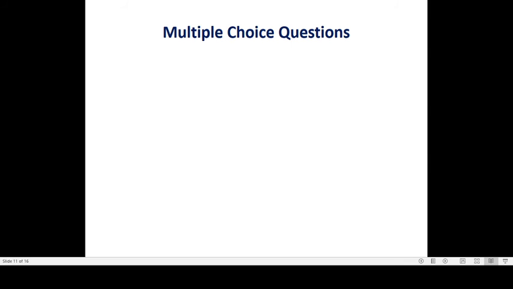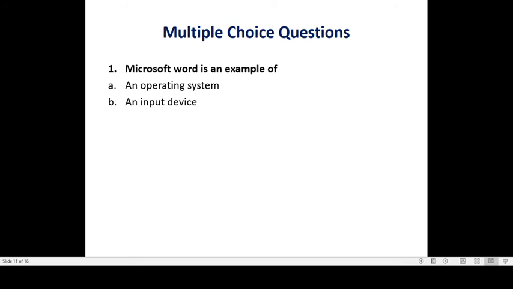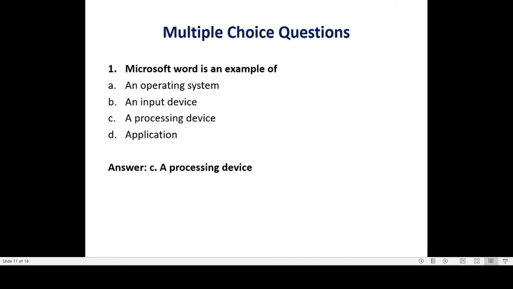Let's go to multiple choice questions. Question number one: Microsoft Word is an example of option A, an operating system, option B, an input device, option C, a processing device, option D, application. Correct answer, option C, a processing device.